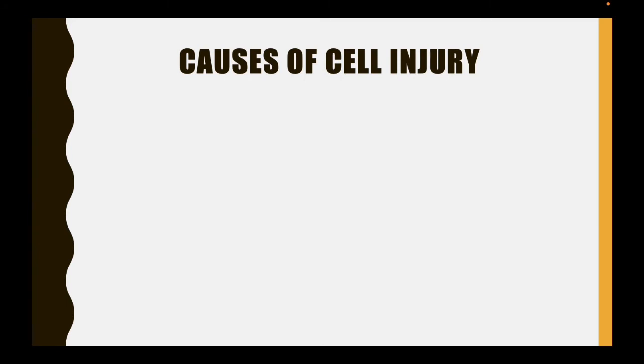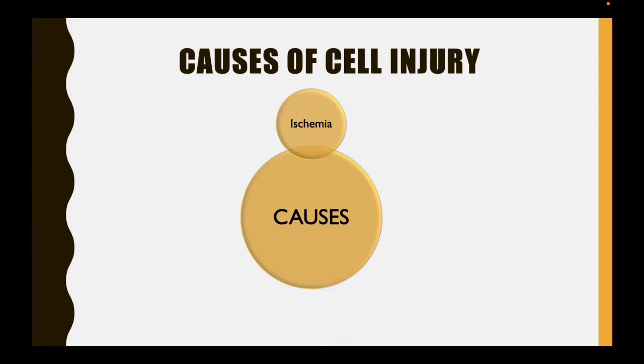Now we will be discussing what are the causes of these cellular injury mechanisms that we spoke about. So there are many causes for cells to get injured. The first cause would be ischemia. So ischemia is decreased blood supply to a tissue, and one of the main reasons for ischemia would be atherosclerosis.